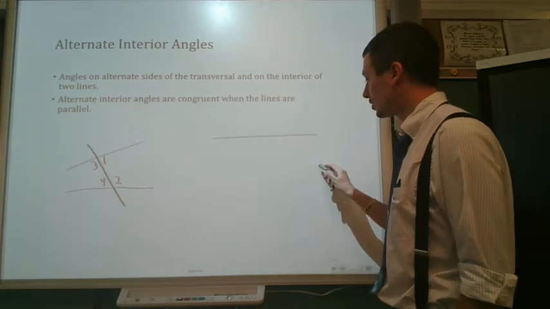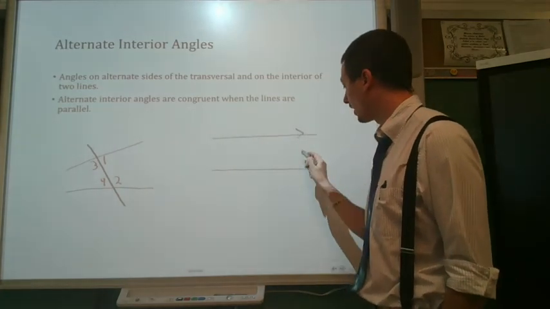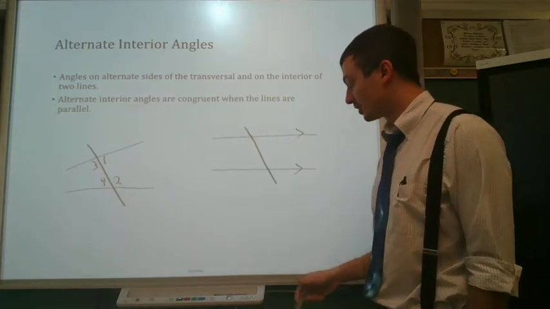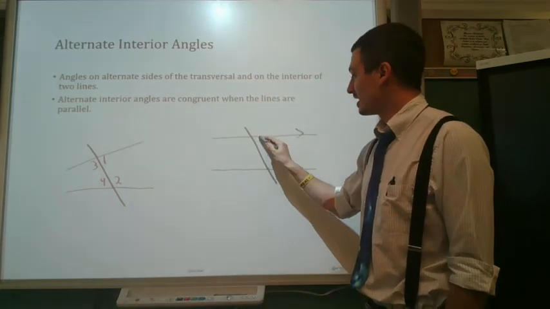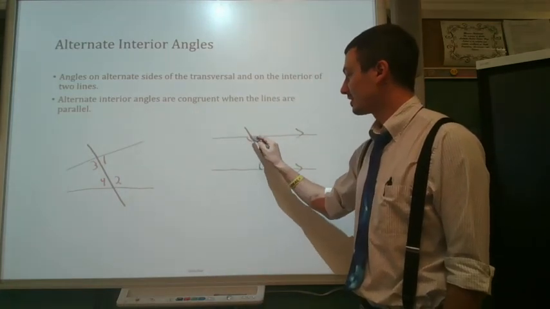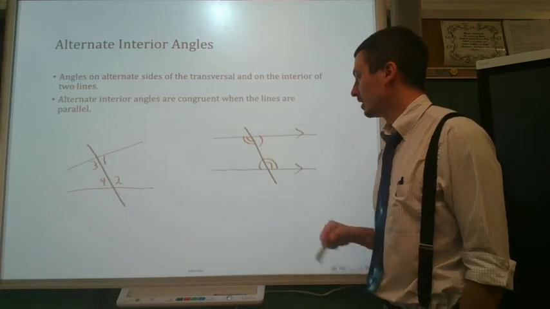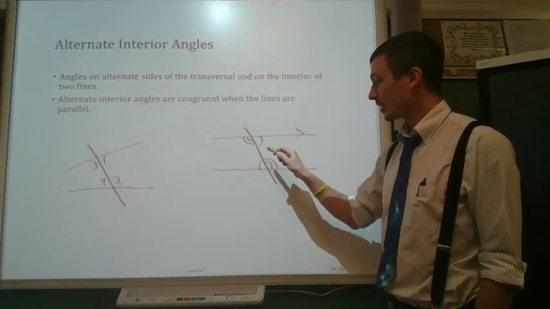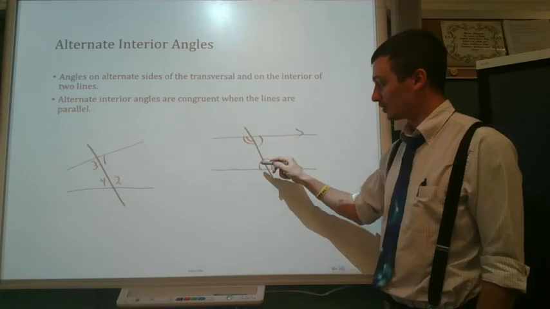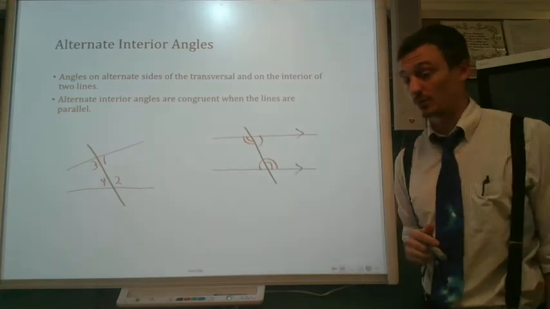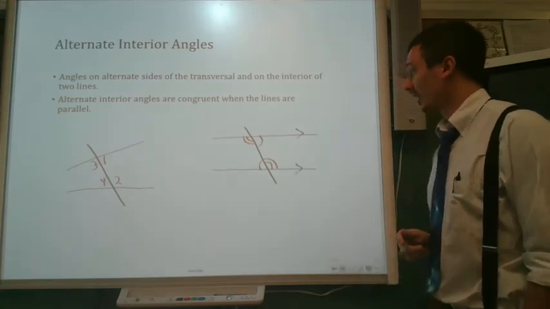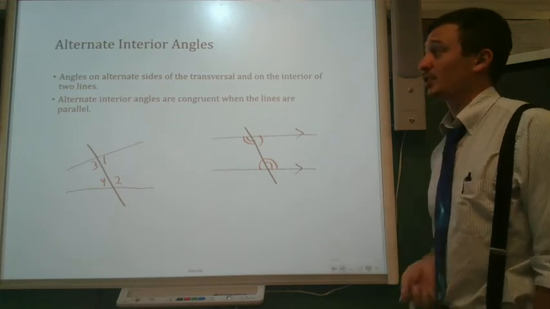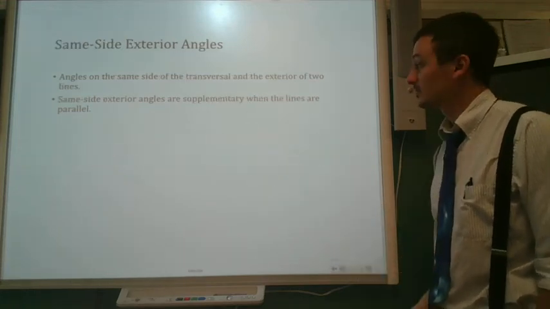If the two lines in question are parallel, then alternate interior angles are congruent. This angle is congruent to that angle, and this angle is congruent to that angle. You can kind of visualize this because these are the two obtuse angles, so they're going to be congruent, and these are two acute angles, so they're going to be congruent also. So yeah, alternate interior angles are congruent.